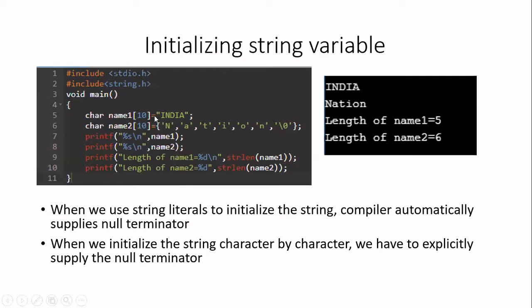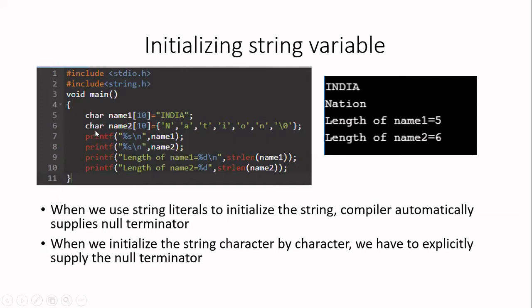I have declared that string with India, and I have given India inside double quote. When you give inside double quote, that will be treated as a string constant, that is a string literal. And in this, I am not supplying any null character. I am simply writing India only. So when you initialize a string by means of a string literal, compiler will be automatically supplying the null character. Even though you are not writing null character explicitly, compiler will automatically supply the null character in case of string literal only.